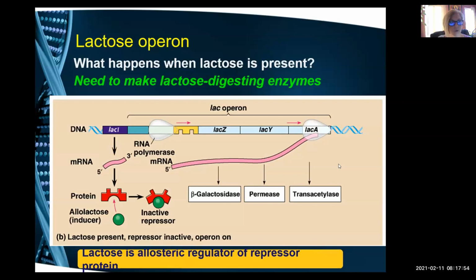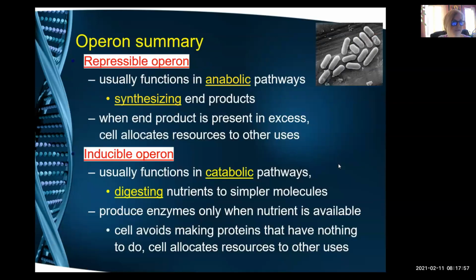So it all has to do with whether that repressor protein is bound to the operator or if it's releasing the operator. So repressible operons are typically in anabolic pathways, those that are synthesizing products. The inducible operon is usually in digestive or catabolic pathways. We need to break down something that's present.